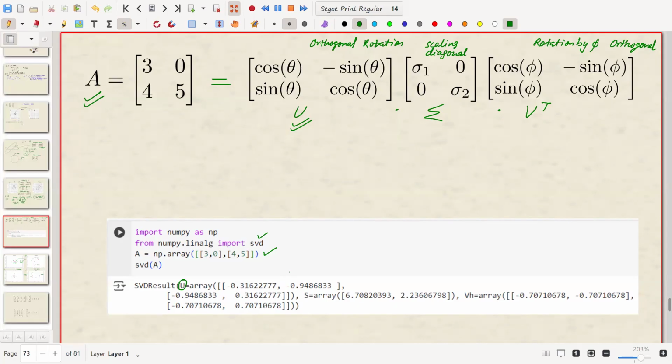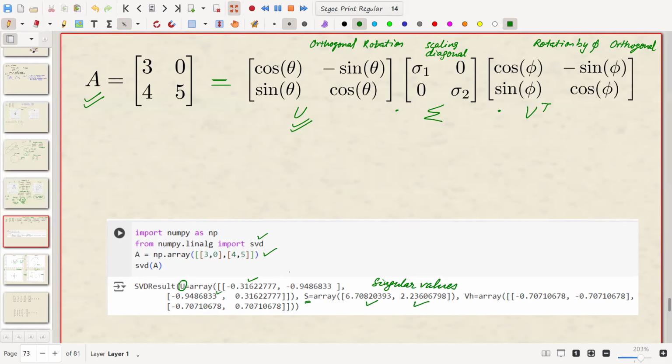You can clearly see that when you take the dot product of the two rows, you will get 0. It is very easy to see. This is the first row, this is the second row of U. Take the dot product and convince yourself that it is an orthogonal matrix. And this is sigma, S. This is the diagonal matrix. Since it's of size 2 by 2, it gives you two singular values. These are the singular values.